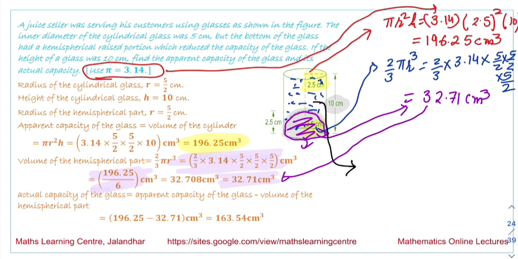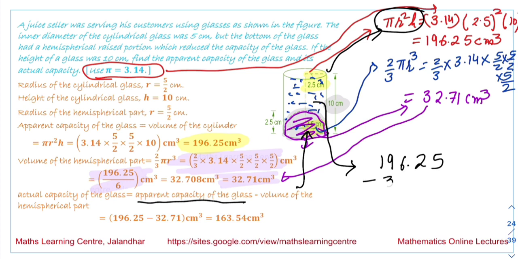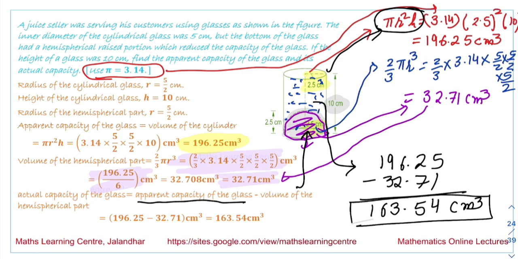Now the apparent capacity, or the actual capacity we are saying, of the glass will be the volume of this complete cylinder minus the volume of the hemispherical part. The answer comes out to be 196.25 minus 32.71, and it is equal to 163.54 centimeter cube. This is the actual capacity of the glass.